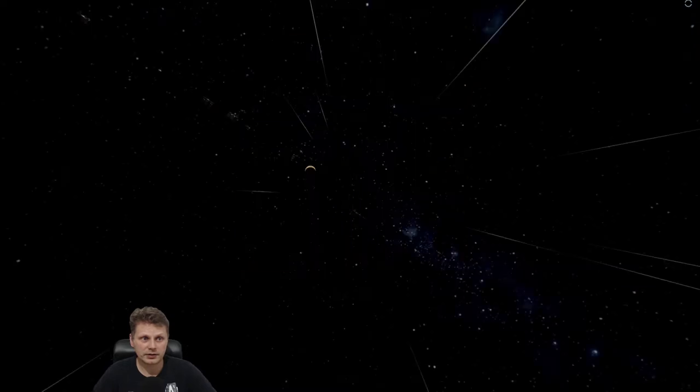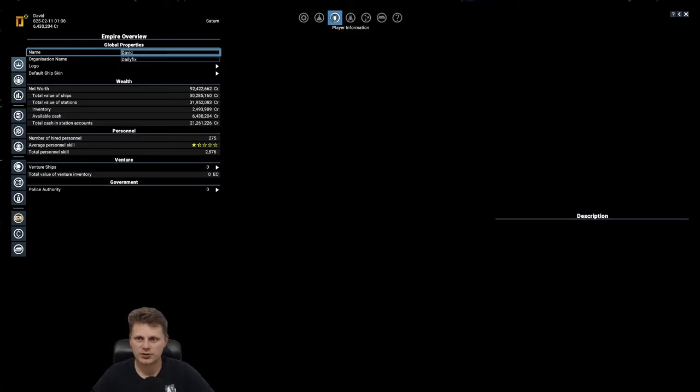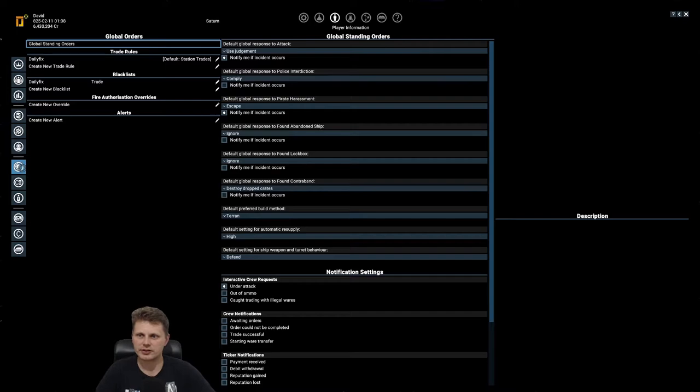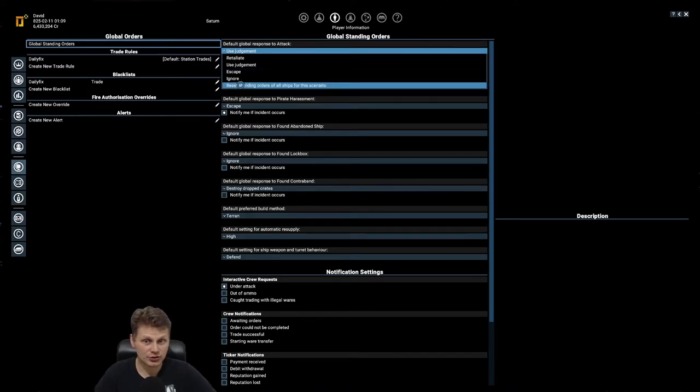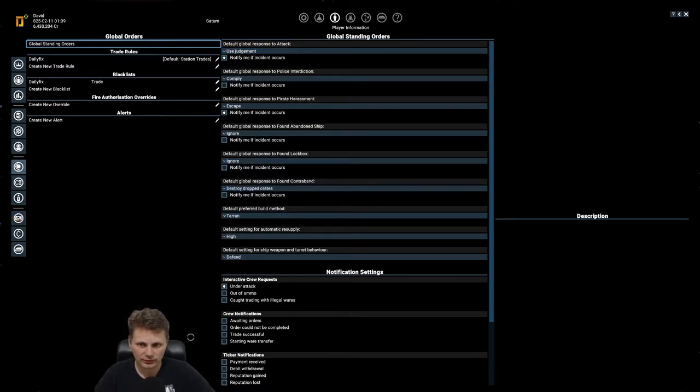So let's go back to basics. In your personnel, there is something that's called global orders. Global orders is stuff that happens around your empire, and these are just rules. Say, how will your ship respond to an attack? Well, they will use judgment, they will retaliate, they will escape, they will ignore it, or they will just sit there and wait for you to do something. So you'll set all of these up.